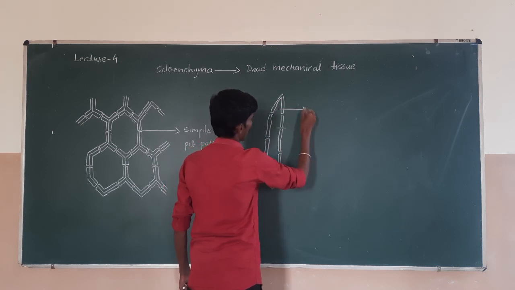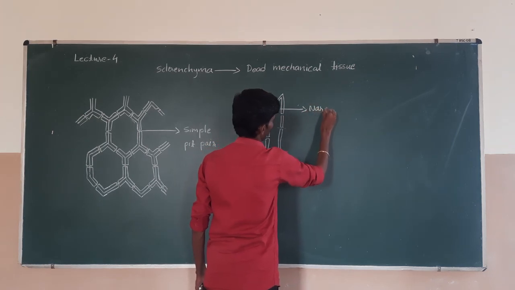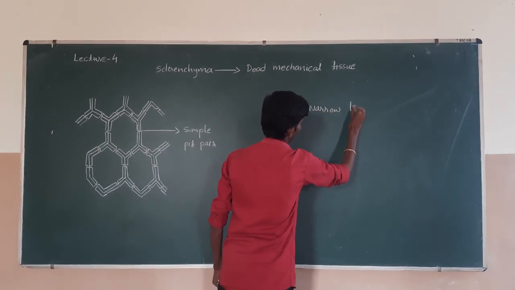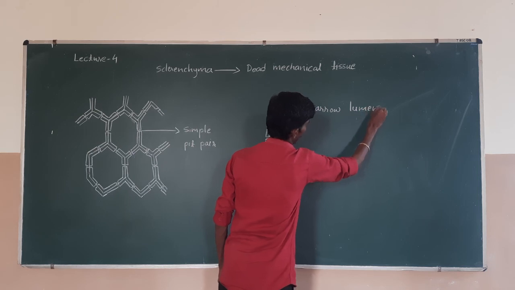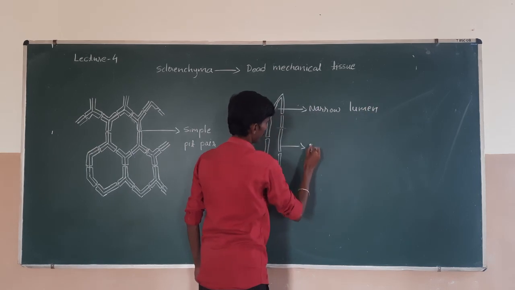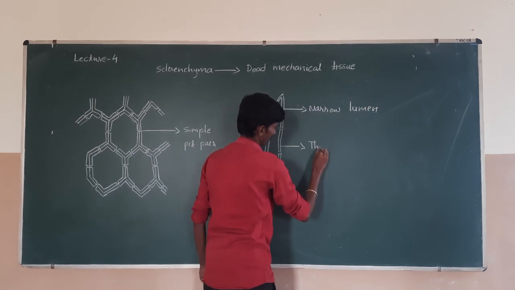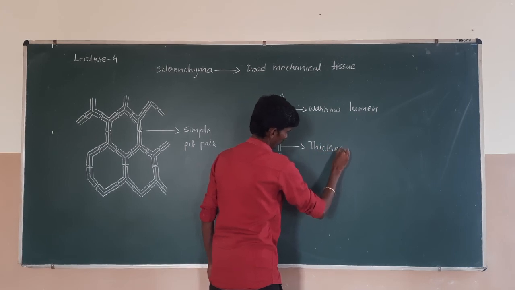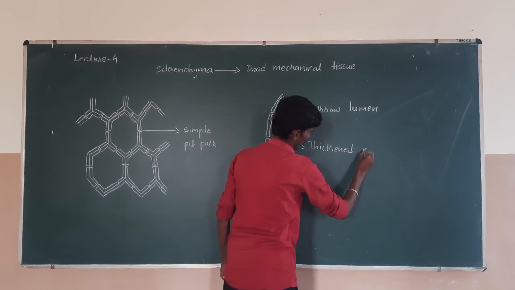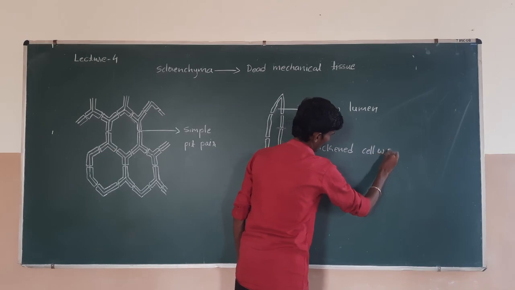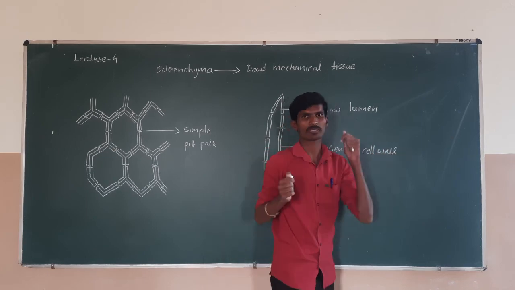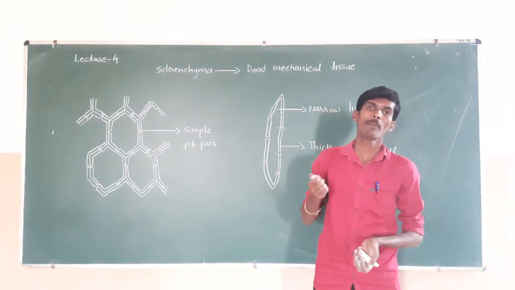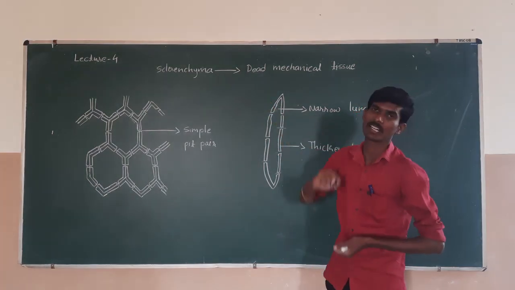This is a narrow domain. This is a thicker cell wall. The last simple permanent tissue is the sclerenchyma.